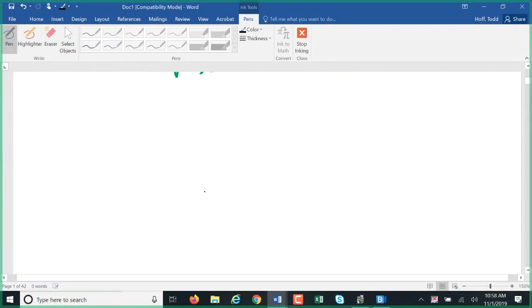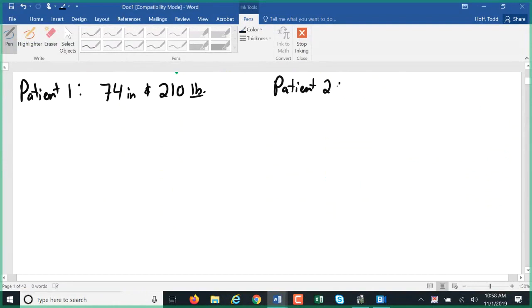Have you guys try a couple in your notes. Patient 1 is 74 inches tall, 210 pounds. Patient 2, 185 centimeters tall and 100 kilograms. Find the body surface area for each of them. We'll go over it in about a minute.